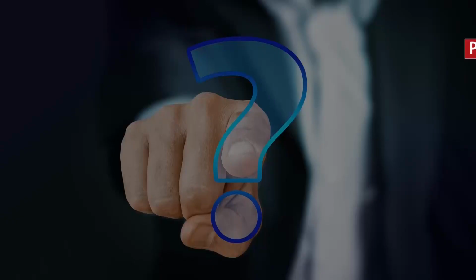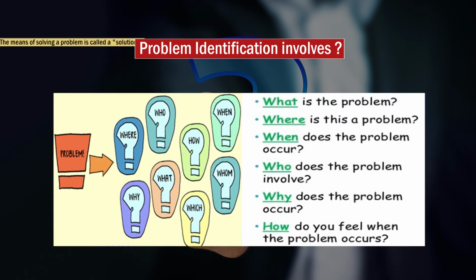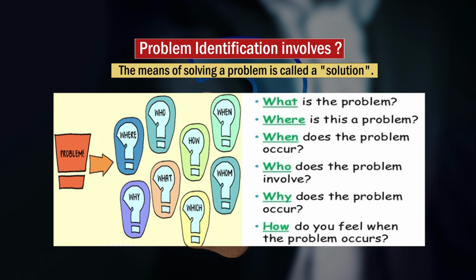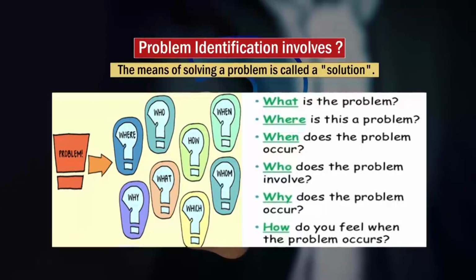Now problem identification relates to several types of questions. Likewise, what is the problem, where is the problem, when does the problem occur, who does the problem involve, why does the problem occur, how. That means what, when, where, how, why. You need to be very inquisitive and explore each and every question to identify the problem properly in order to pinpoint an accurate solution.